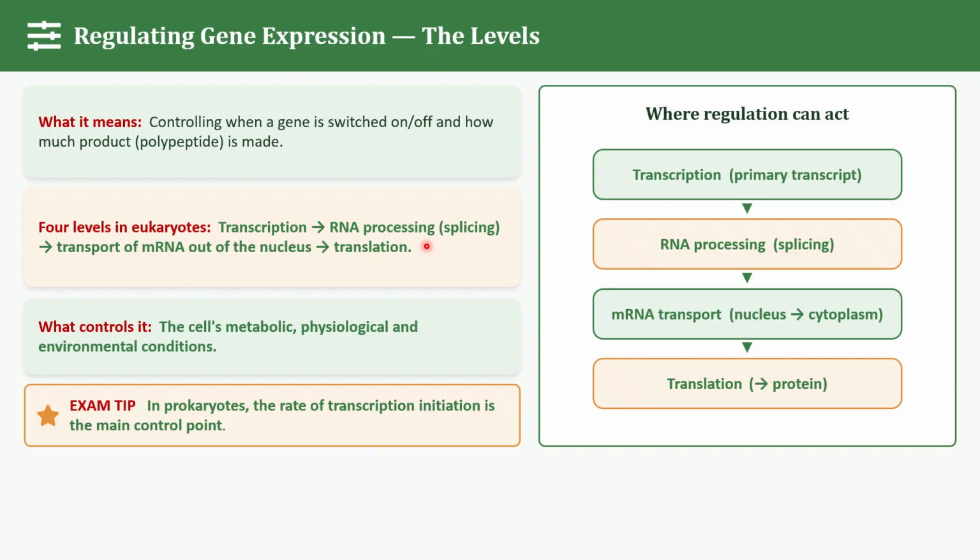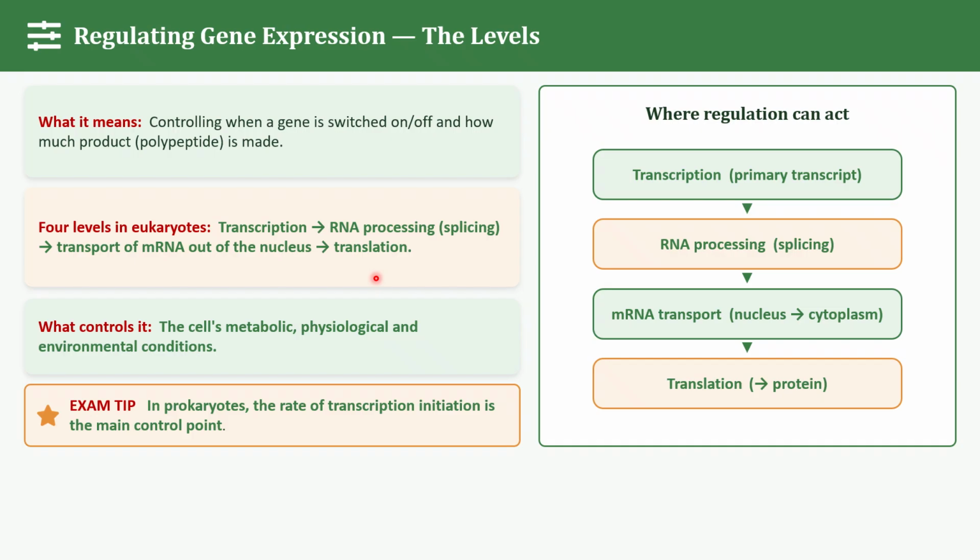And the next level is the transport level. The mature mRNA has to move from the nucleus to the cytoplasm, and the regulation can occur during the transport of mRNA. And the last stage is the translational level. Once this mRNA reaches the cytoplasm, it is translated by ribosomes to produce a polypeptide. So mRNA is now translated to a polypeptide.